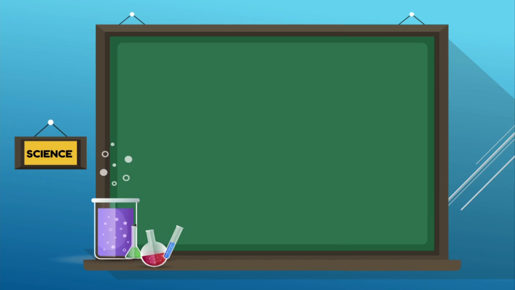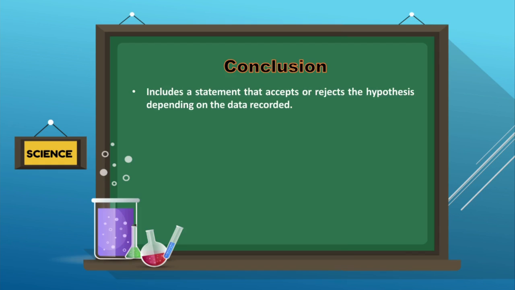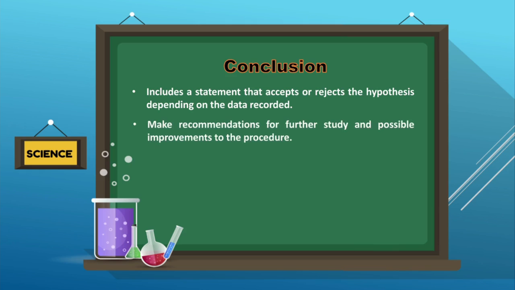And now, let us proceed with the sixth step of the scientific method, which is drawing a conclusion. In this step, you are going to include a statement that accepts or rejects the hypothesis depending on the data recorded, and make recommendations for further study and possible improvements to the procedure.